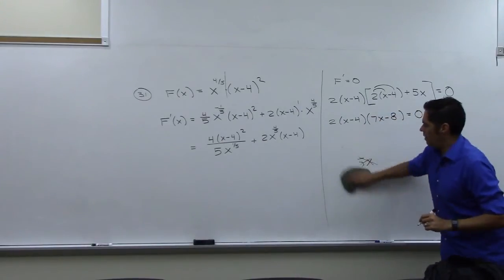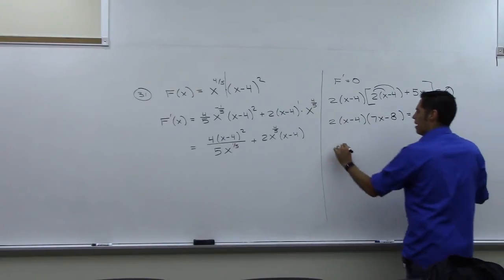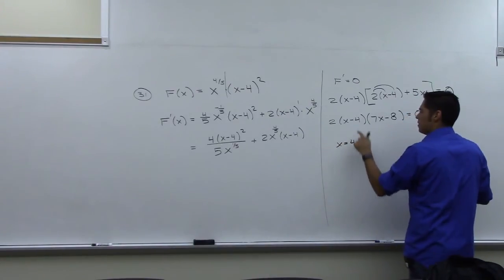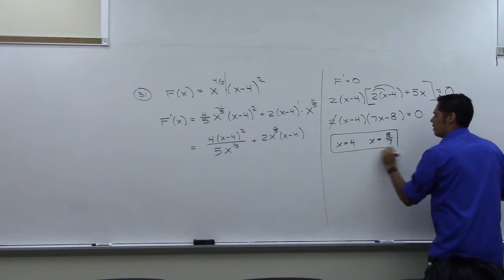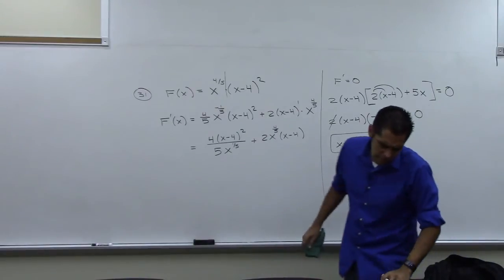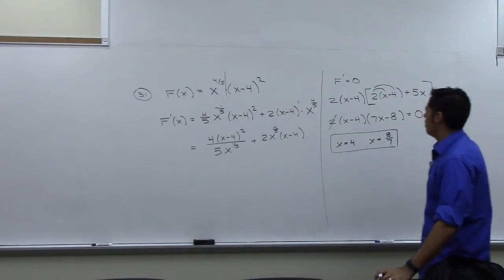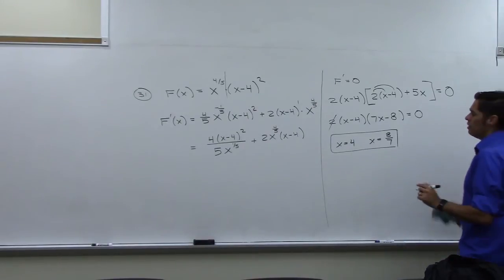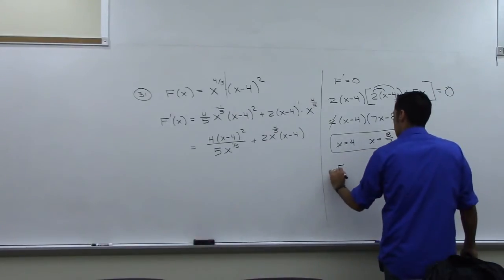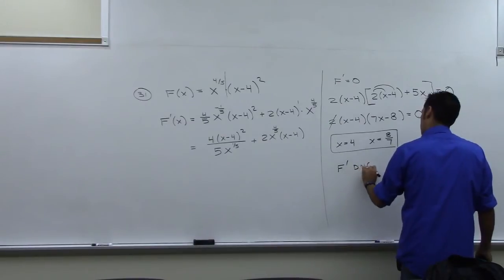And that means you're going to have 2 different answers. You're going to have x is equal to 4, set that equal to 0, forget this one. And then x is equal to 8/7. All right, those are our two critical numbers so far.